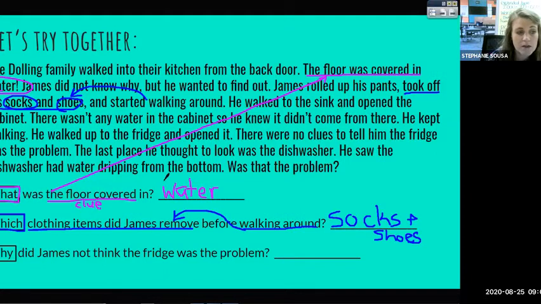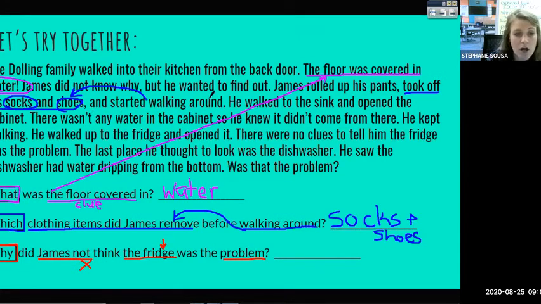Okay, let's take a look at our last one. Keyword, this is the first thing I should always do. It's asking me a why question. Why? So I'm looking for a reason, an explanation. Why did James not think the fridge was the problem? We're talking about James' thoughts, and we're talking about him not thinking the fridge was the problem. Okay? The fridge. We're not talking about the cabinet. We're not talking about the dishwasher. We're not talking about the sink. We're talking about the fridge. Okay? Why did James not think the fridge was the problem?